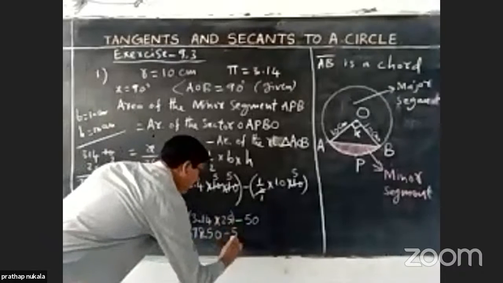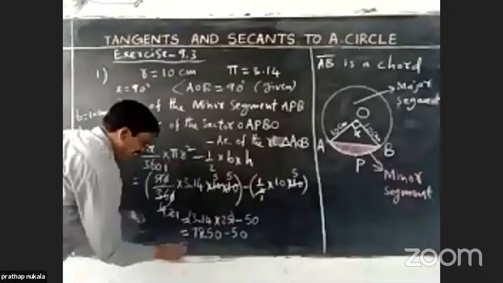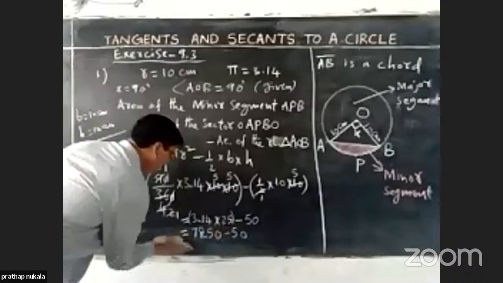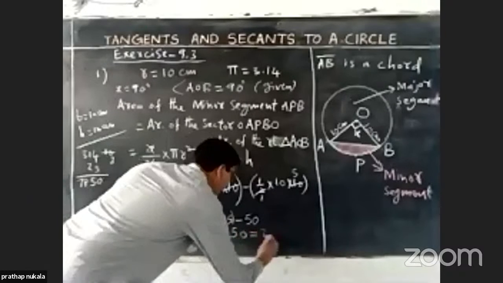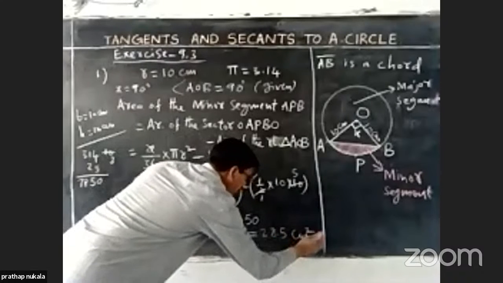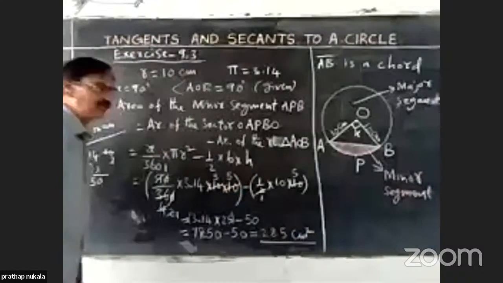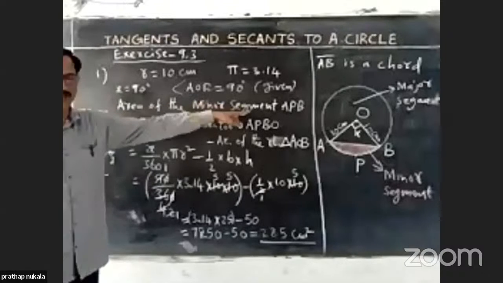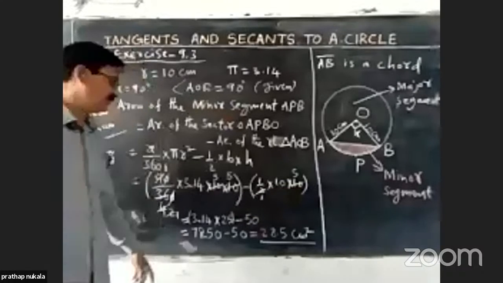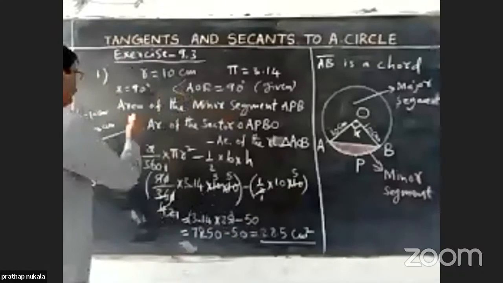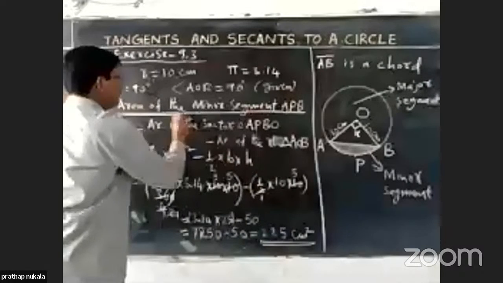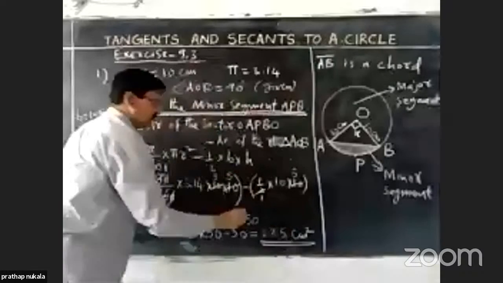Minus 50, equal to 78.50 minus 50. What is the value? Equal to 28.50 centimeter square. Since this is an area, it is centimeter into centimeter, square centimeter. Okay, this is the area of the minor segment. Just note down, area of the minor segment equal to 28.5 centimeter square.